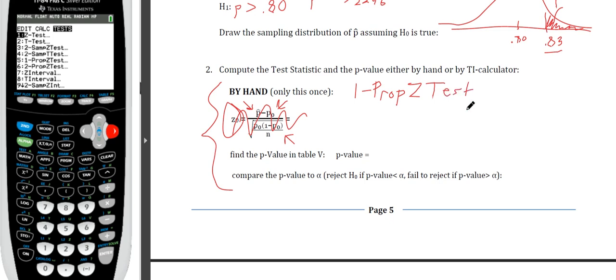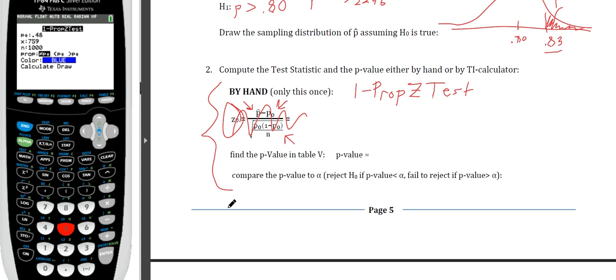That should sound very familiar. In chapter 9, we worked with one prop z int. Here we're doing one proportion, because we're only testing one proportion against the population, z because it's based on the z statistic, and then test because we're doing a hypothesis test. In chapter 9, we had one prop z int for confidence intervals. If we look in test, we see one prop z test is there on number 5.